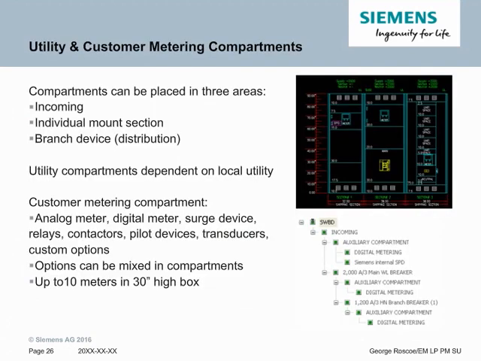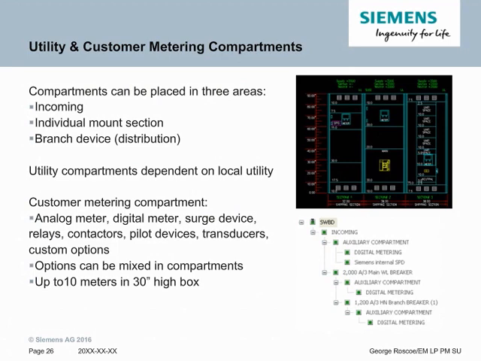Outside of devices, one of the most common other features of switchboards is customer metering compartments and utility metering compartments. These compartments can be placed in one of 3 areas. They can be placed on an incoming section like a pull section. They can be placed above an individually mounted device such as a breaker, as you see in the middle picture, or they can be mounted in distribution next to a branch device.